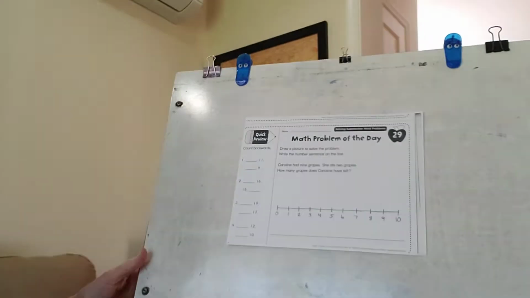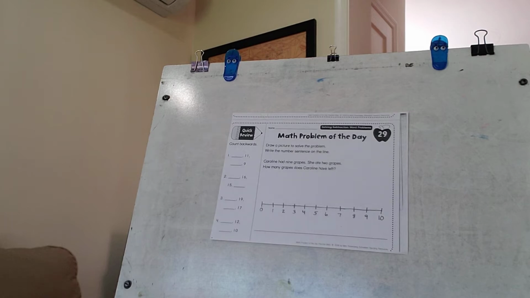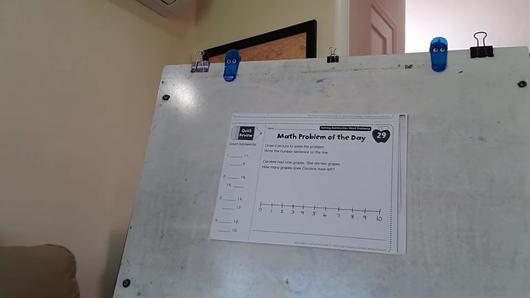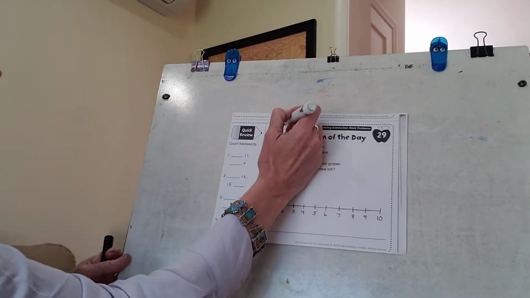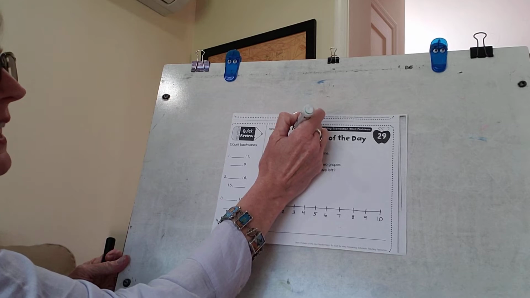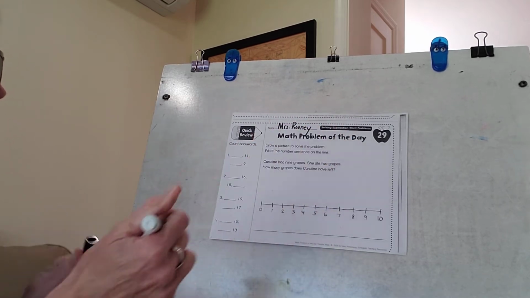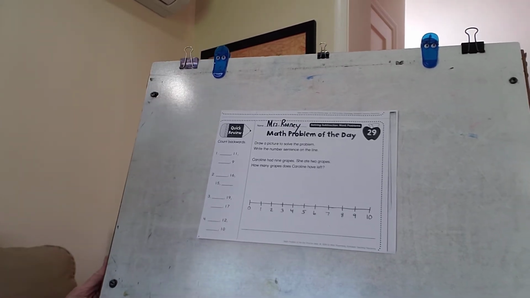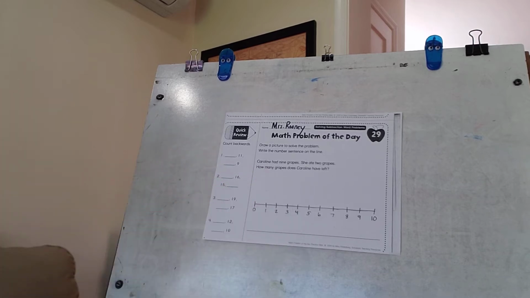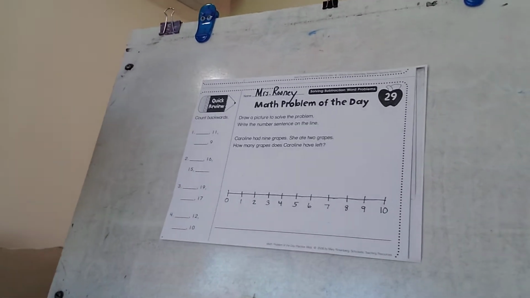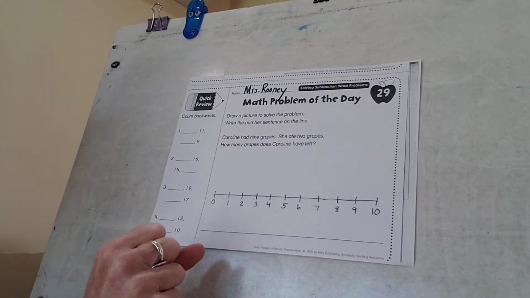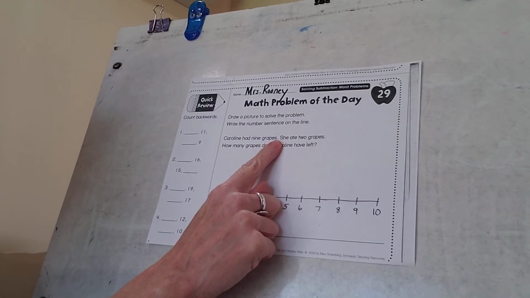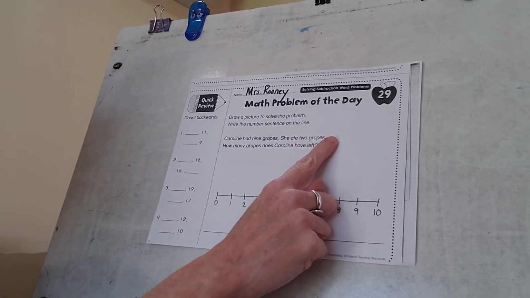All right, so let's take a look. Okay, so you should have your paper there as well. All right, and let's go ahead and, like always, let's write our name up at the top of the page. All right. Now, let's look at our story here, okay? It says, I'm going to read it to you, okay? Caroline had 9 grapes. She ate 2 grapes.